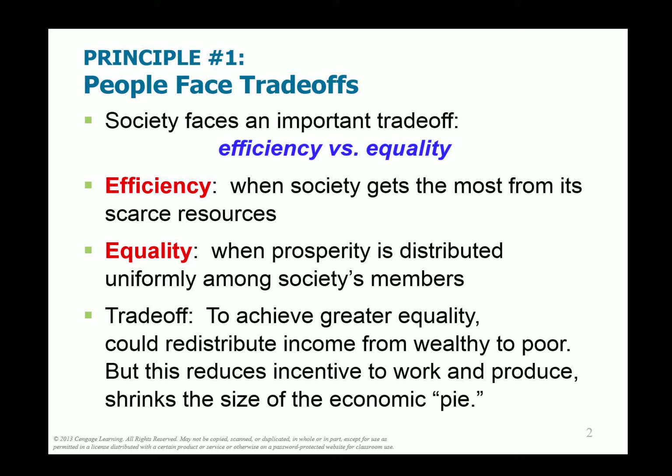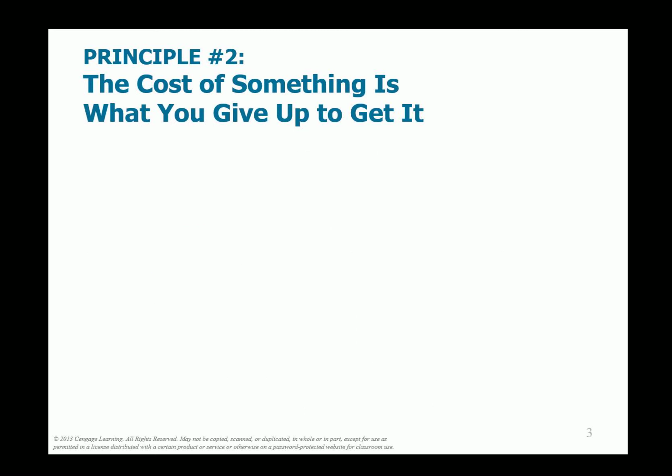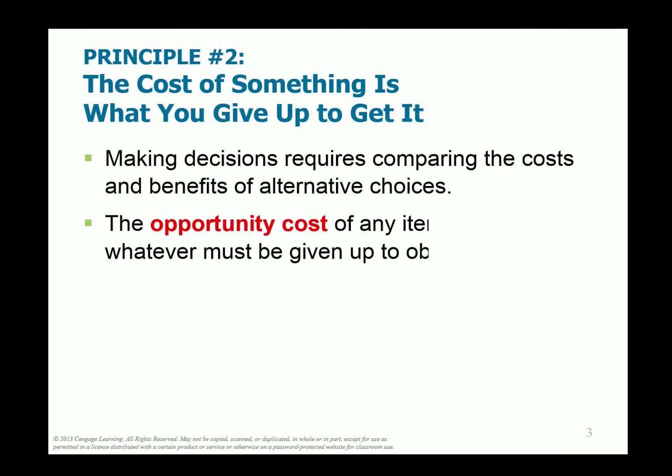Okay, but there is definitely a trade-off. Right here, I have that highlighted. There's a trade-off. And sometimes we have to decrease efficiency in order to get equality, or sometimes if we give up some equality, we might be able to have gains in efficiency, i.e. more production. Okay? Principle number 2, the cost of something is what you give up to get it.